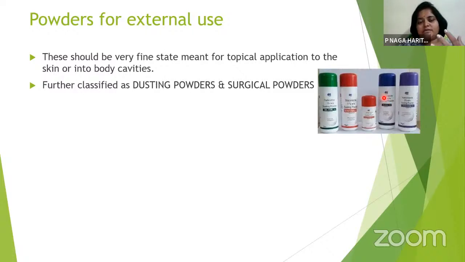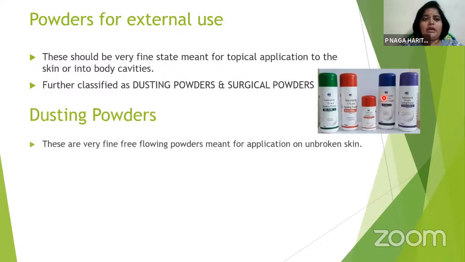Surgical powders are those powders generally which consist of an antibiotic in them, like when surgeries have happened, they will be suggesting after the stitches have been made, the doctor would suggest to pour or to apply this powder over the stitches for the quick healing of the stitches. Okay. Then dusting powders, these are very fine, free flowing powders meant for application on unbroken skin. Very important that you remember, the dusting powders are only meant for the unbroken skin. If you apply it on the broken skin, what happens? It enters into that particular broken skin which is present on the body, and it may lead to infection because you may not clean the wound properly, right?